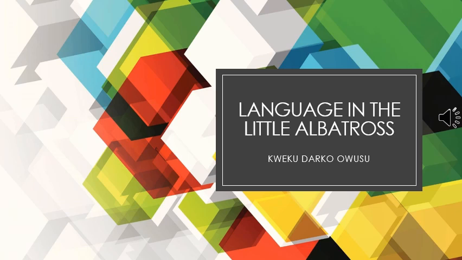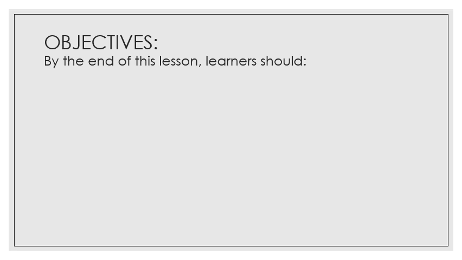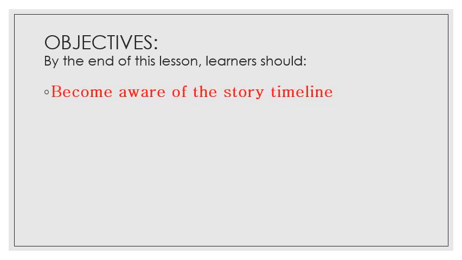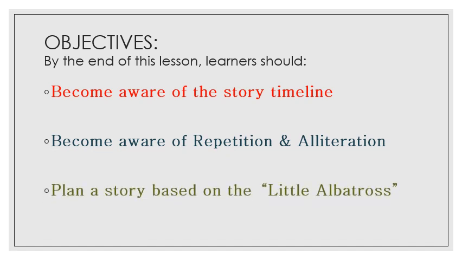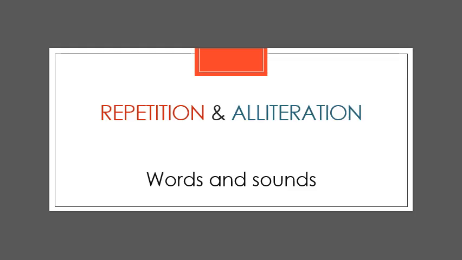In this lesson, our objectives are that the learners should become aware of the timeline of the story using the indicators the writer has used. The learners also become aware of the style of repetition and alliteration in the story, and also plan their own story based on The Little Albatross.